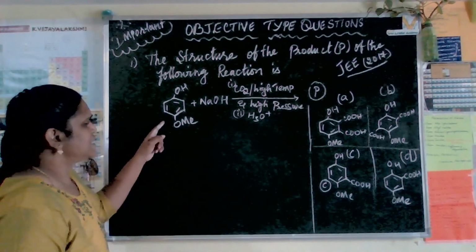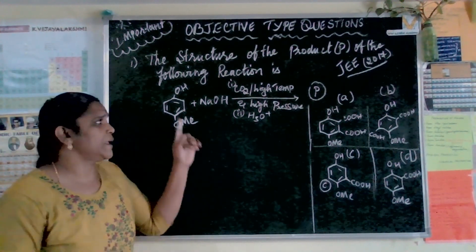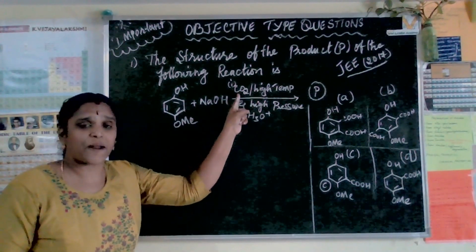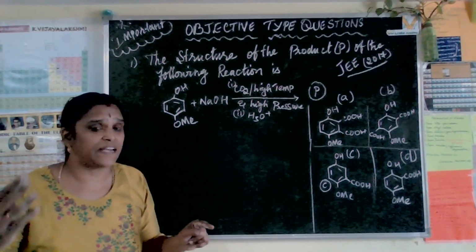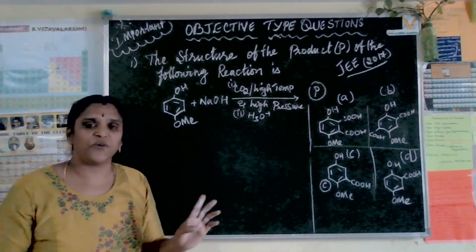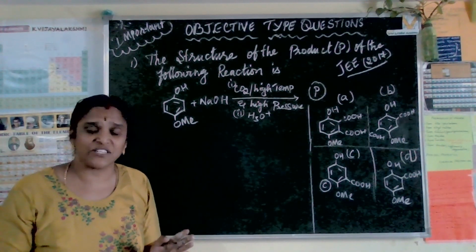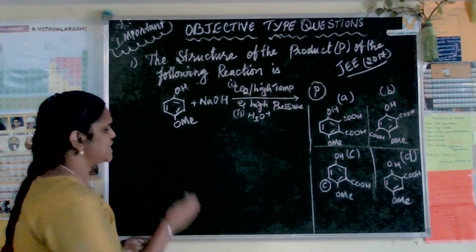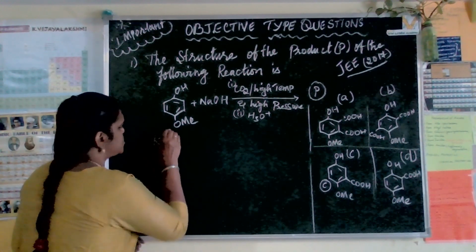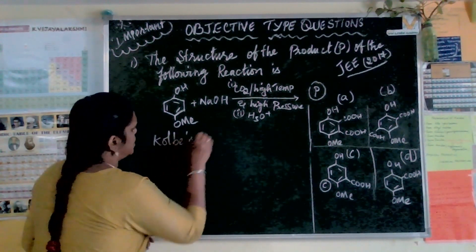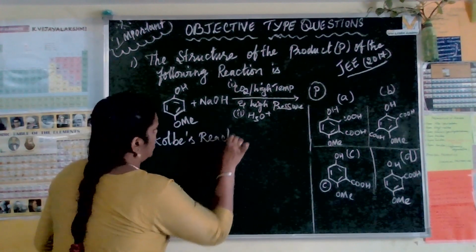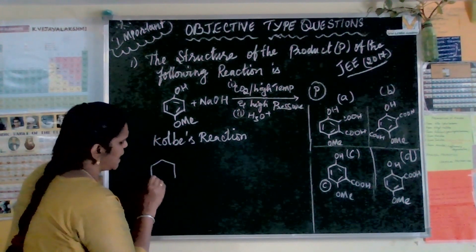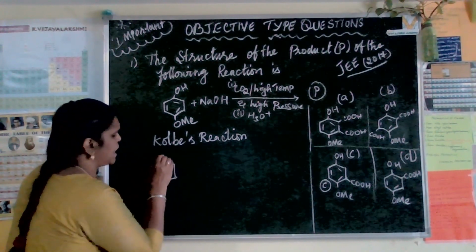As you are looking at the question, phenol reacts with sodium hydroxide in the presence of carbon dioxide at high temperature and pressure, followed by hydronium ion. What is the reaction? It's Kolbe's reaction, a familiar naming reaction. This is Kolbe's reaction. Now I will write it so you will get an idea about that.